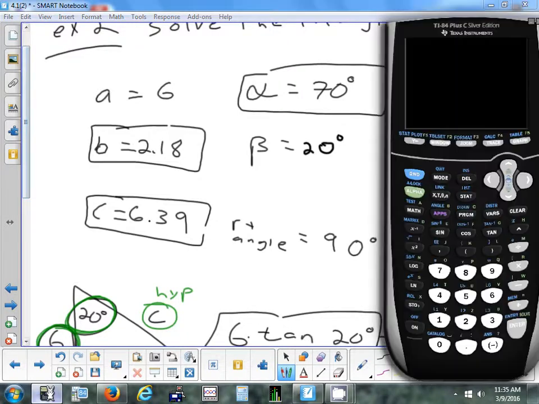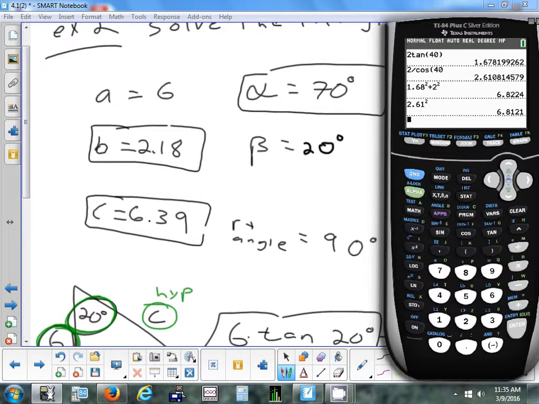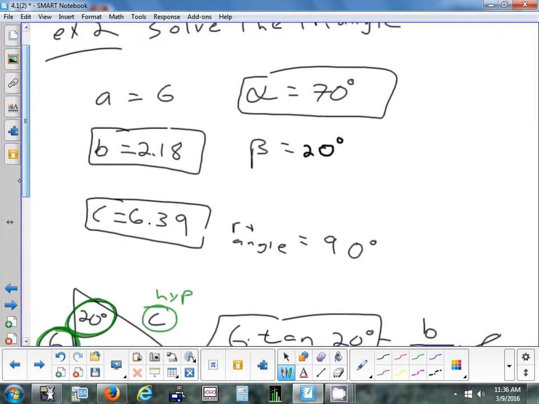All right. Again, what we can do real quick is just do the Pythagorean theorem to check the answers. 6 squared plus 2.18 squared. So I'm hoping when I square 6.39, I get about that. Let's check it. Yeah, it's close. It's a little off probably because of the rounding we did. But it's close enough that I wouldn't think anything is wrong with what we did. Any questions on that one?